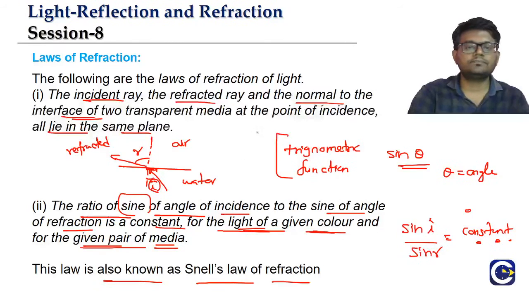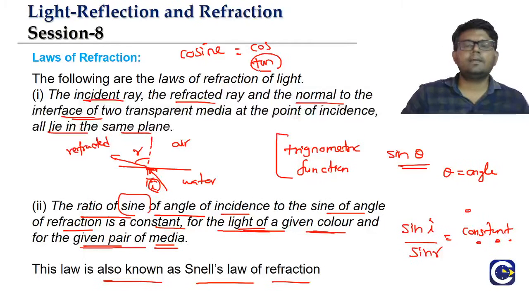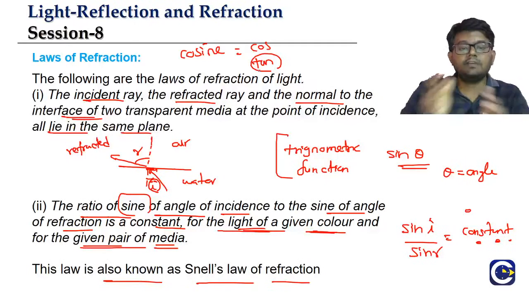There will be a function called the cosine function, or we also call it the cos function. Then you will be learning about the tan function. Like this you will learn about some trigonometric functions. But here in physics, we just need to understand the values of the sine function for some common angles. That's it. So sine I by sine R will be a constant. This constant will depend upon the color of the light, whether it is yellow, red or blue light, and it depends upon the given pair of media.